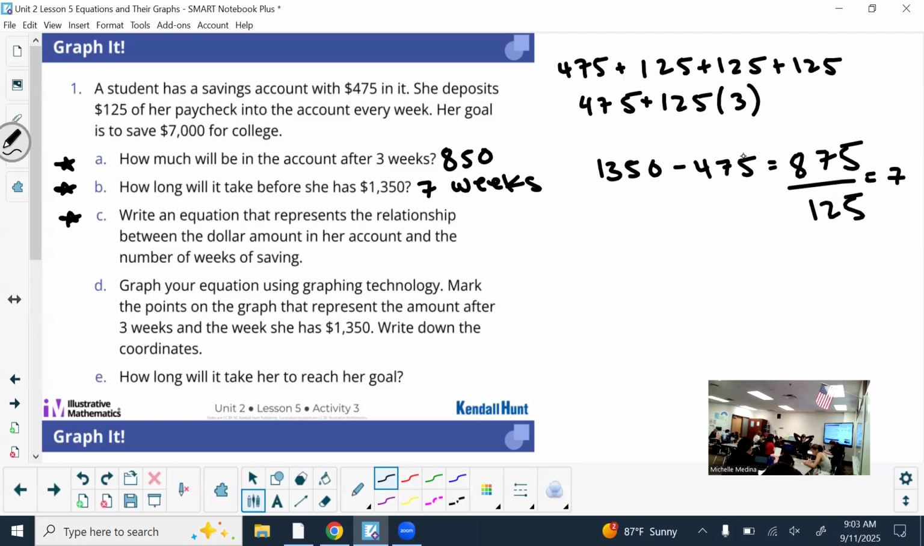These ways that you described would be by reasoning, which is okay as long as you get the right answer. Now let's make an equation so that you can easily solve no matter how many weeks, no matter how much money we want to figure out, and so that we can also graph it. Table 3, what is the equation that represents that relationship?